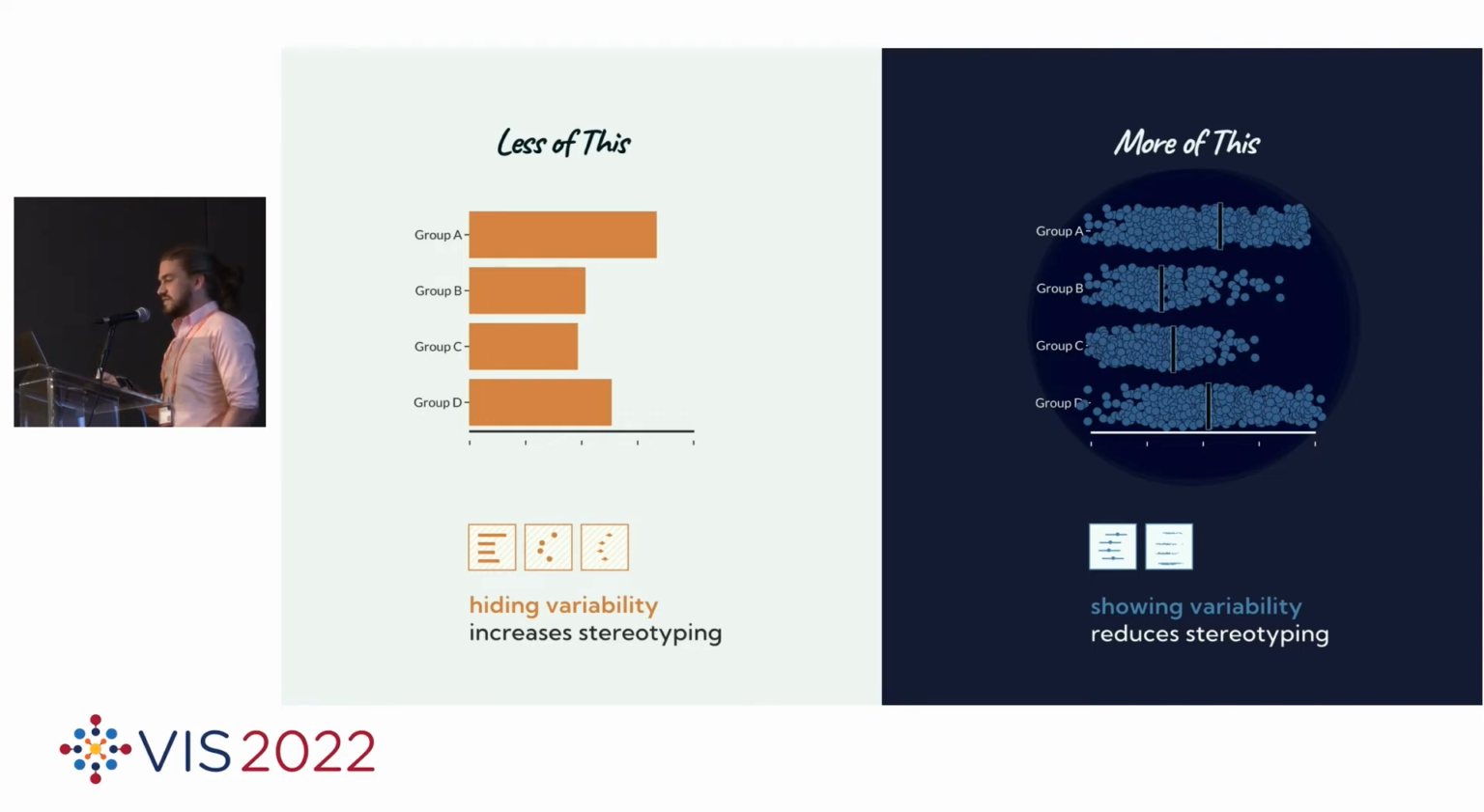evidence for harmful stereotypes. So in visualizing social outcome disparities, especially involving people from marginalized communities, we want to do fewer charts like these on the left and more charts with more context like these on the right.